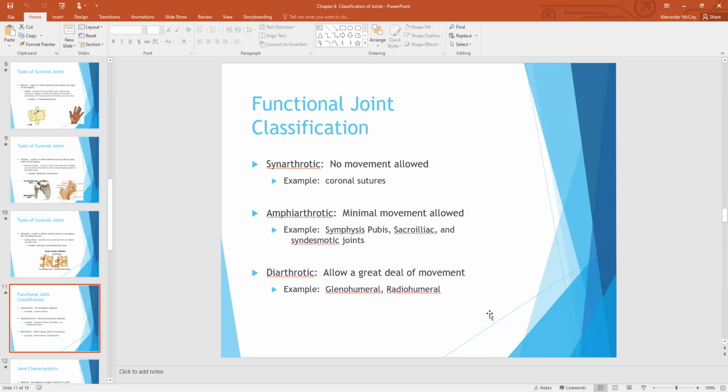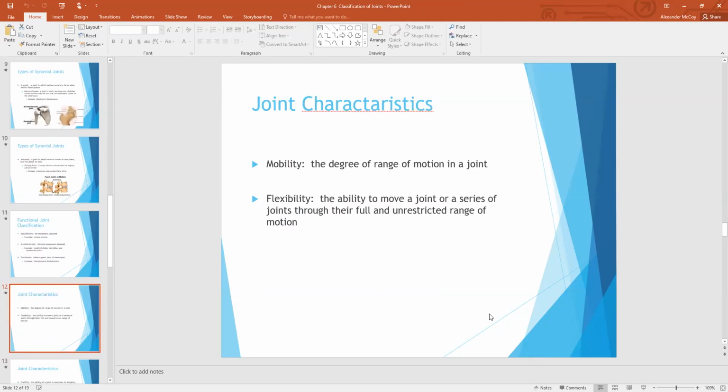Diarthrotic, that means a lot of movement. So think about your shoulder joint, your hip joint, your elbow, okay? So we get no movement, some movement, lots of movement, okay? Have that jotted down somewhere, because you will see that again in your tests. And like I say, the answers will come directly from this PowerPoint.